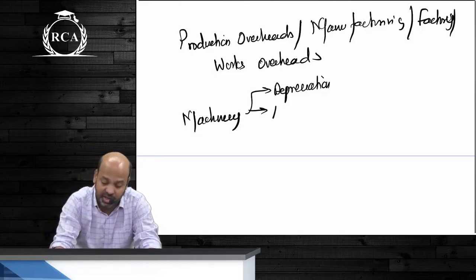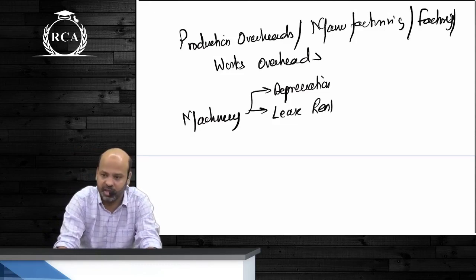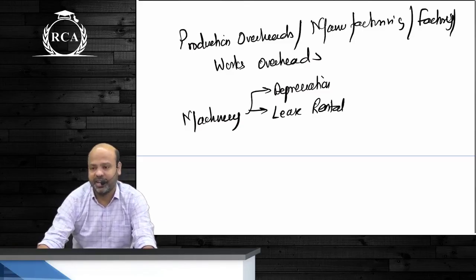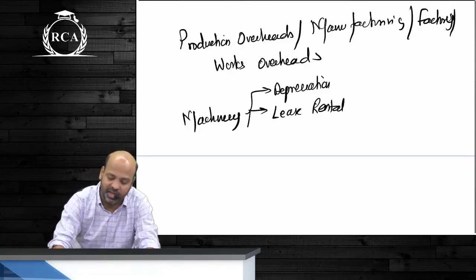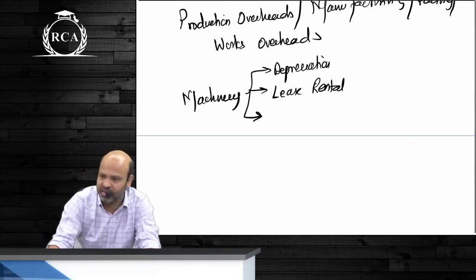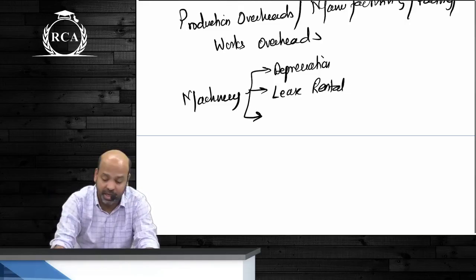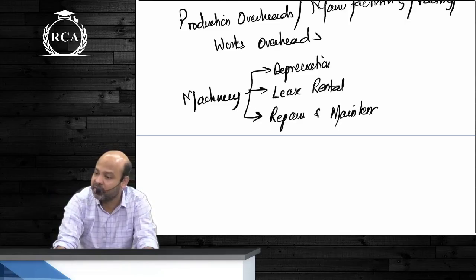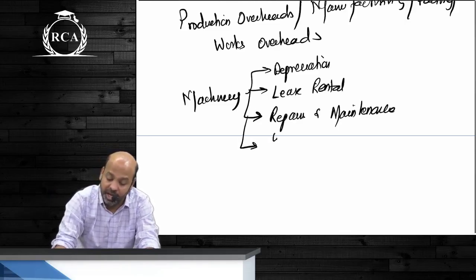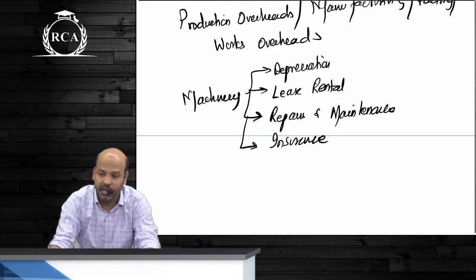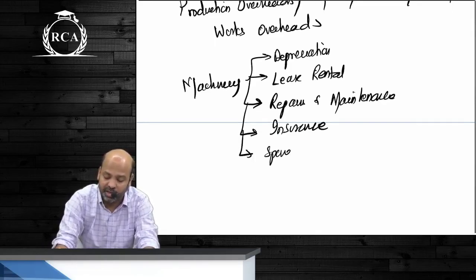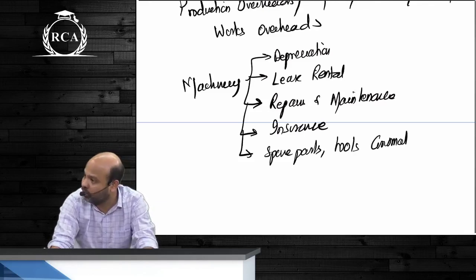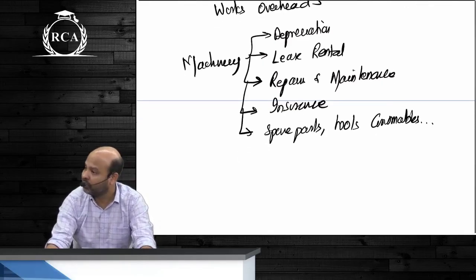Depreciation of machinery, lease rental, not hire charges. I said by default, if they use the word hire charges, you have to assume that it is direct expenses. If they use the word lease rental, it will be in relation to multiple machineries, meaning machinery for a longer period. Then repairs and maintenance of machinery. Insurance of machinery. Spare parts, tools that are required for machineries. Tools, consumables. All of this will be a part of your factory overheads.